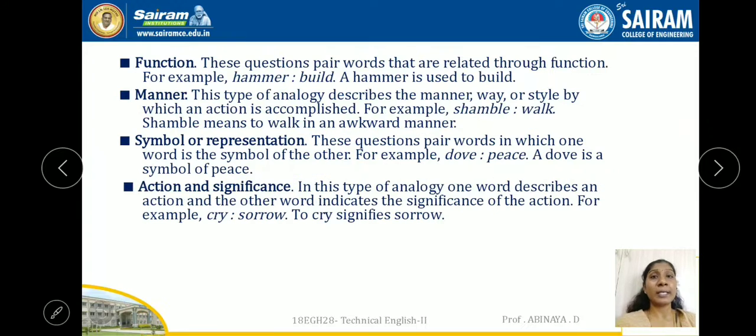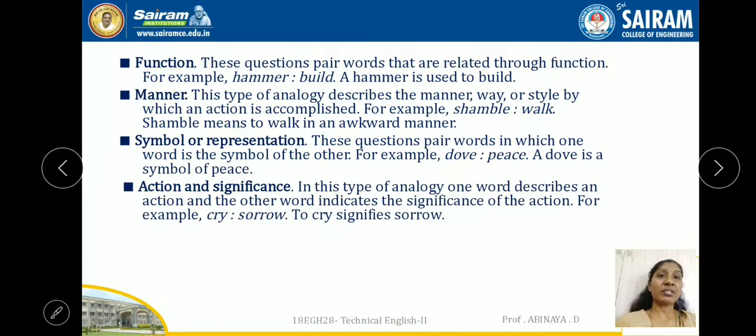Degree of intensity. Okay. Function: it can tell the function of a product. Hammer, which we use to build a house. So another pair should be given on the basis of this function. And manner: shamble is one of the awkward mannerisms of a walk, a way of walking, a style of walk, right? So here shamble means to walk in an awkward manner. Another pair will be given on the same type of analogy.